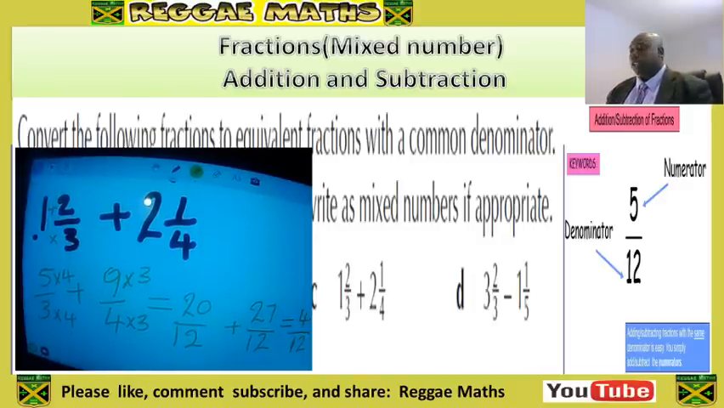Now, I'm going to ask myself here, what do I need to do? Leave it like that, or I can turn it into a mixed number. How many 12s can go into 47? So we do 12 into 47 goes 3 times. 3 times 12 is 36, so we got 11 over 12.